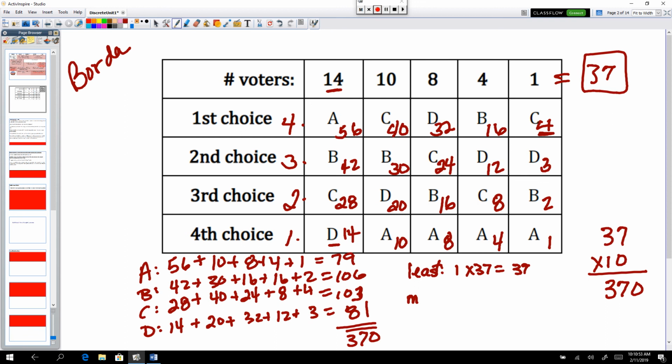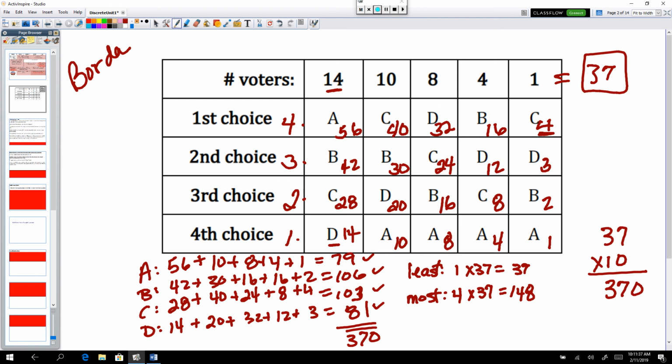On the other hand, the most points a candidate could have is what? That would be if that candidate on every ballot was awarded the max number of points. The max number of points on a ballot is 4 points in this particular election, and there were 37 voters. So the most points a candidate could walk away from this election with is 148. So this is another check. Did any of our candidates make less than 37 points or more than 148? Because that's impossible. And we look at A, B, C, and D, and none of them exceed those bounds.